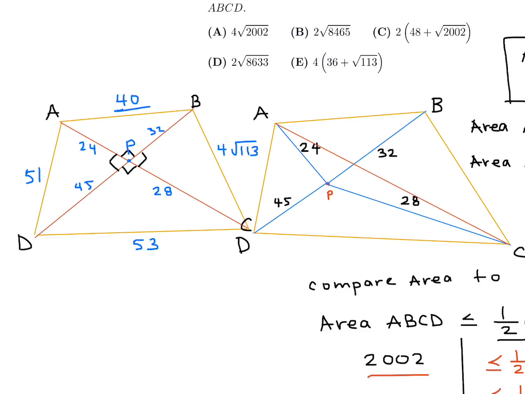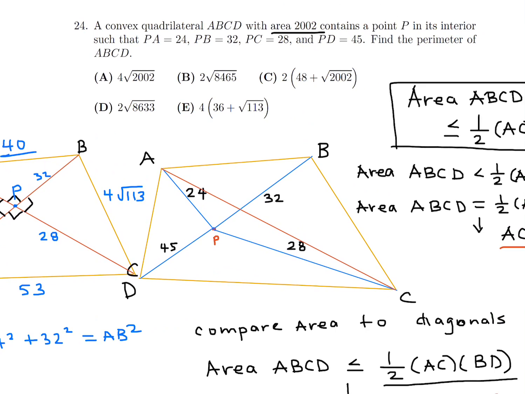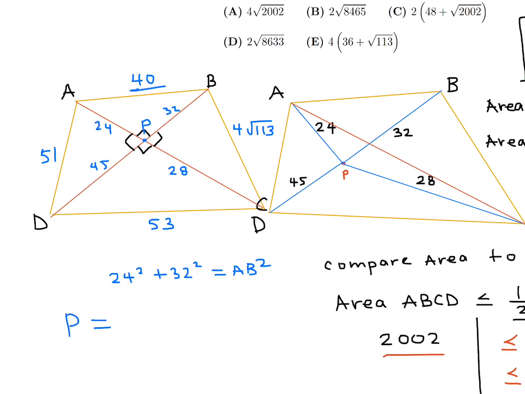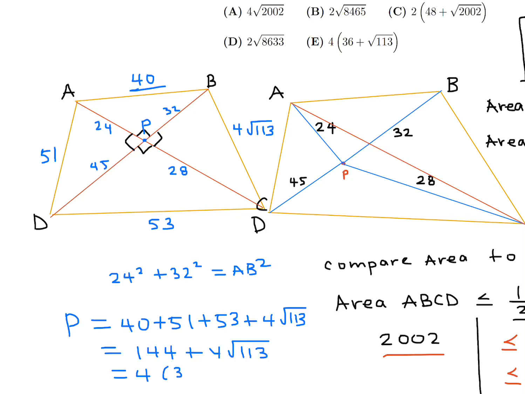So for example, how did I get 40? I did 24 squared plus 32 squared is equal to AB squared. And then I solved. And similarly, the other side. So the perimeter is what they're asking for, right? Perimeter of ABCD. So the perimeter would be 40 plus 51 plus 53 plus 4 root 113. And that is 144 plus 4 root 113. And if you factor out a 4, you get 4 times 36 plus root 113, and that means 24 is E.